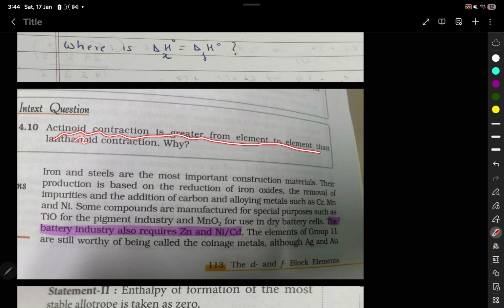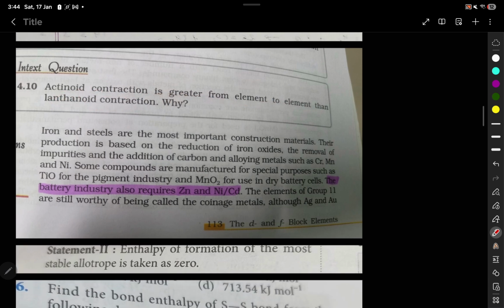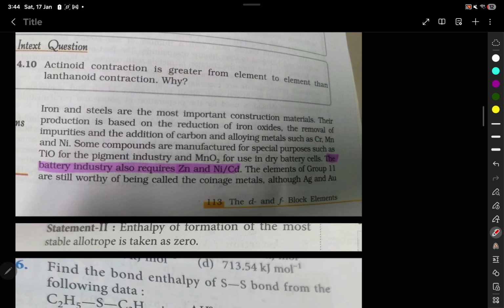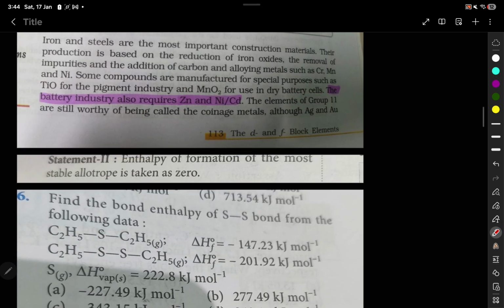Actinoid contraction is greater from element to element than lanthanoid contraction, so we know that. I wanted to highlight that the battery industry also requires Zn and NiCd, and TiO2 and MnO2. TiO2 is used for the pigment industry, and MnO2 is used for dry battery cells. Mark that up right now, or else I will kill you.